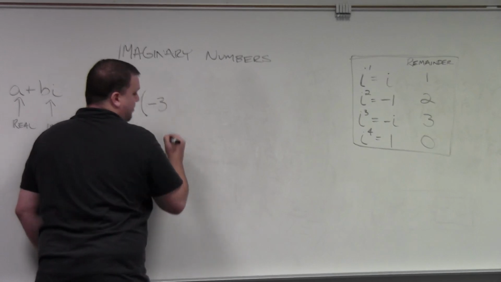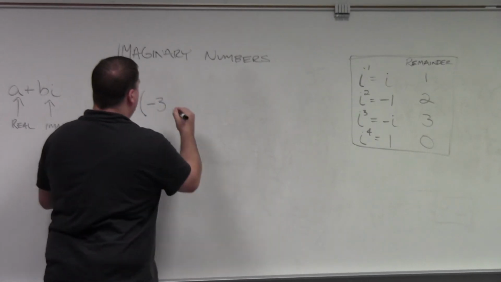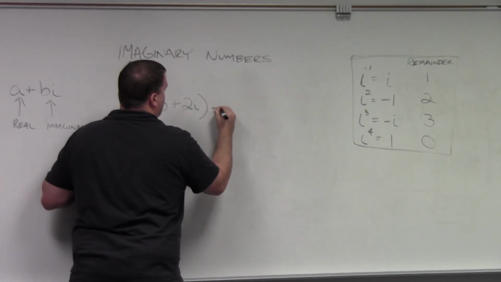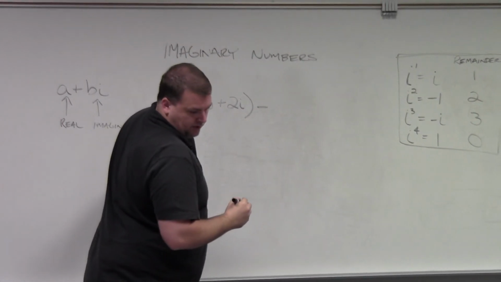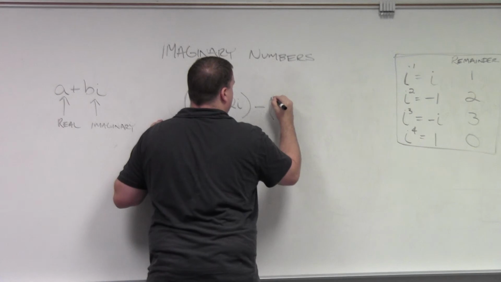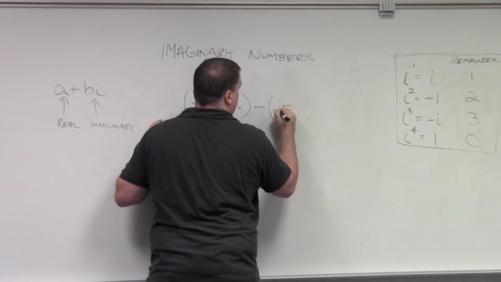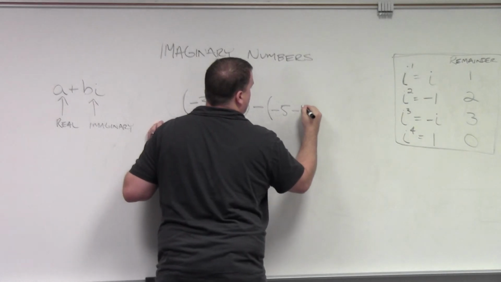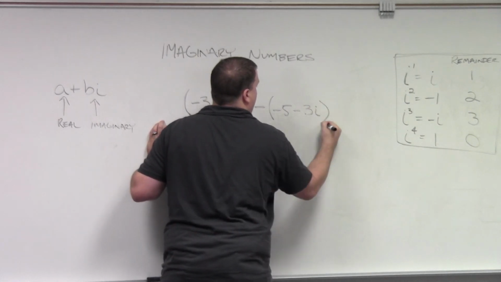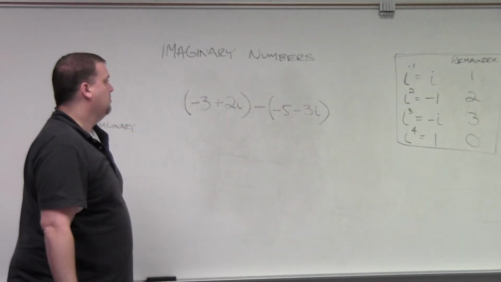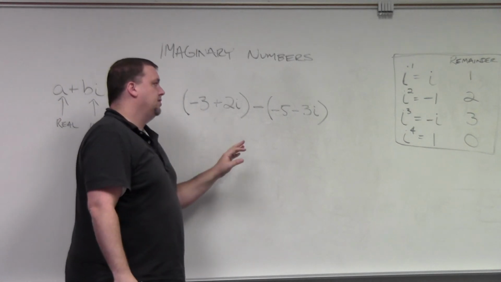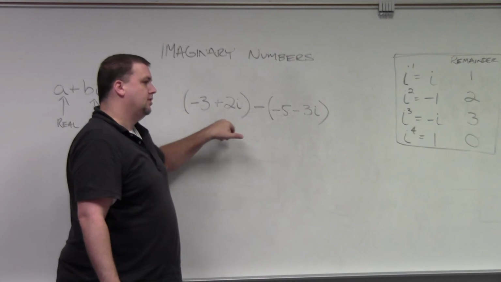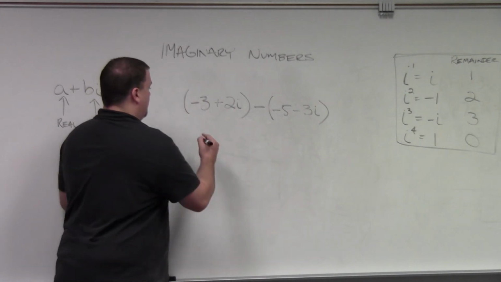We have negative 3 plus 2i, and we're subtracting negative 5 minus 3i. There's only one little twist from addition. Is there anything happening on this parentheses? Is there anything being multiplied times this one? No.